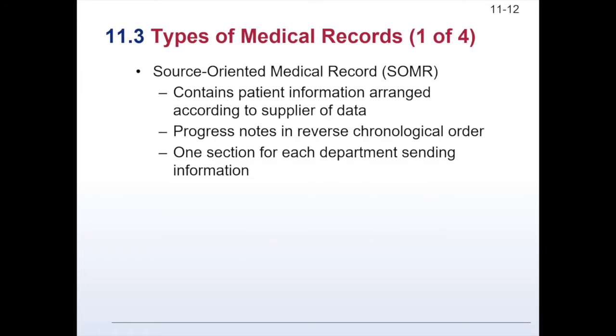Types of medical records. Source-oriented medical record, or SOMR. The SOMR is sometimes called the conventional method. It contains patient information arranged according to supplier of data, progress notes in reverse chronological order, and one section for each department sending information. This system can make tracking the progress of a specific problem confusing. Retrieval of information can be fragmented and require a lengthy search.